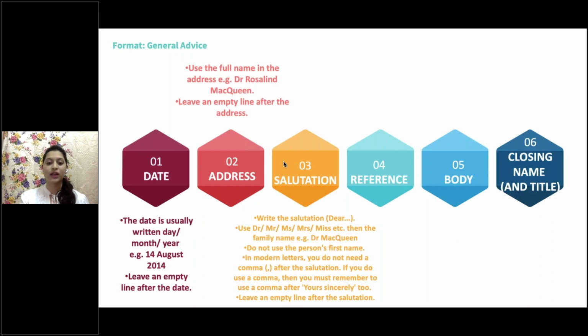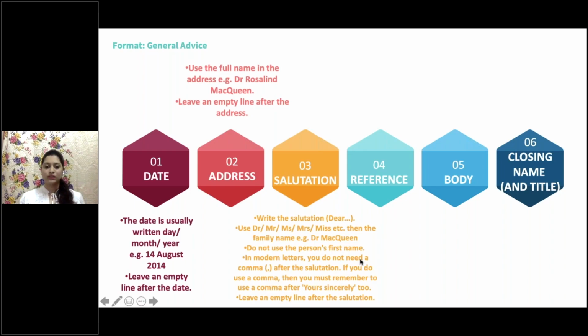Next comes the salutation. Dear so-and-so, and if it's a specialist or a doctor, then you use the right name. Then it's usually Doctor followed by the name. Please use the family name and don't address the person by their first name, because you only address people by their first name in the UK or in the US if you know them well. Since this is a formal letter, you will have to write Doctor followed by their last name or family name.